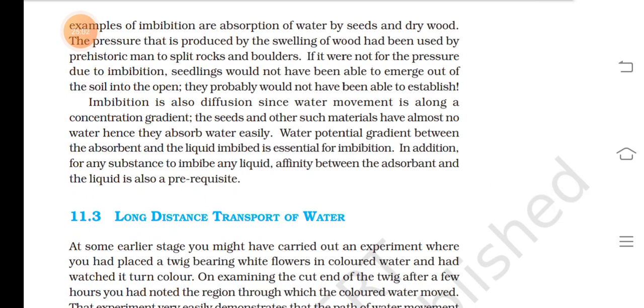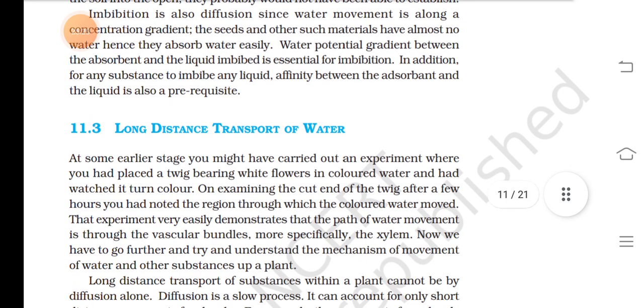Water potential gradient between the absorbent and the liquid imbibed is essential for imbibition. In addition, for any substance to imbibe any liquid, affinity between the adsorbent and the liquid is also a prerequisite.